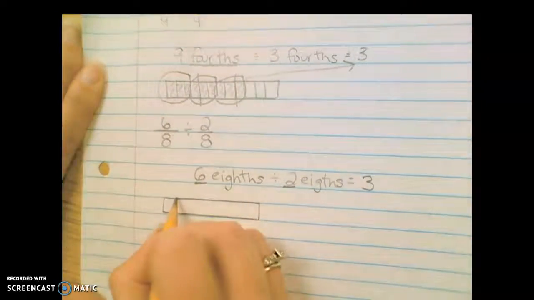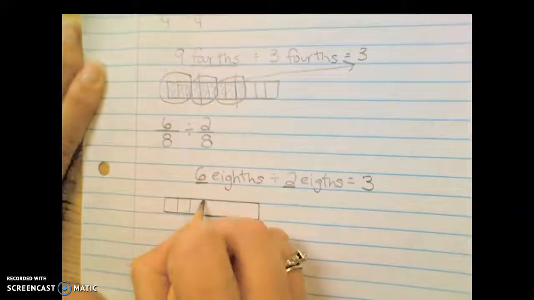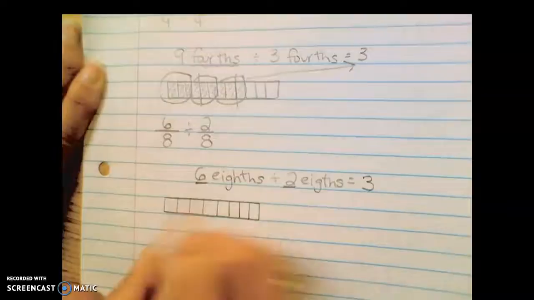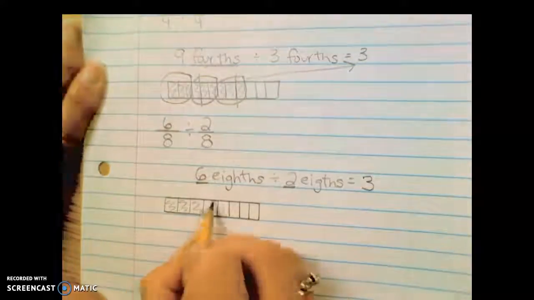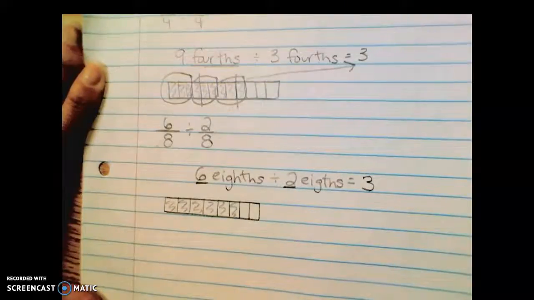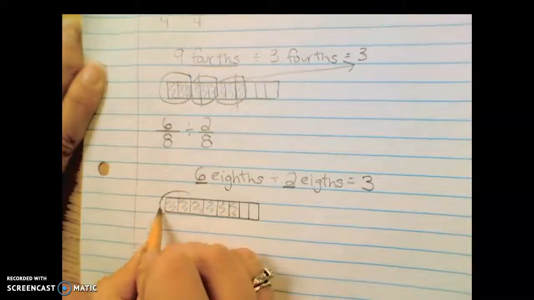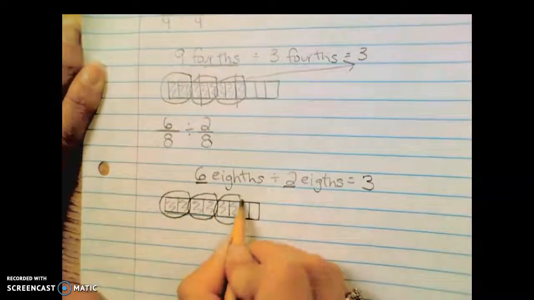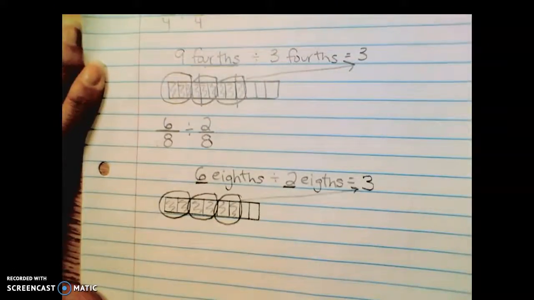I need 6/8, so 1, 2, 3, 4, 5, 6, 7, that gives me my 8s. I only have 6 of them though. I have part of a whole, which I know from the fraction. Then circle groups of 2/8. There's 1, 2, 3. And again, it supports my answer of 3.